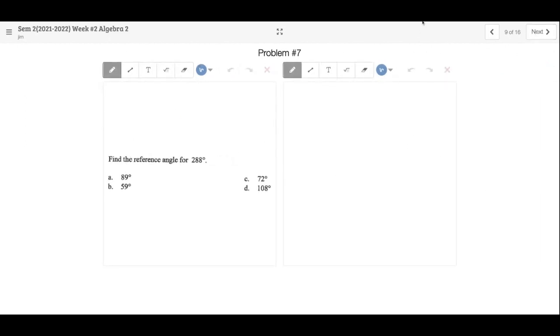Number 7, find the reference angle for 288. What if it's on the line? Then it doesn't end up in any quadrant. Then all you do is say it's on the x-axis or the y-axis, because then it's not in a quadrant. Good question. You must have done the assessment already, or looking at the assessment. But you are absolutely correct. If it ends up on the x-axis or y-axis, it's really not in a quadrant. We just say x-axis or y-axis. Yep.